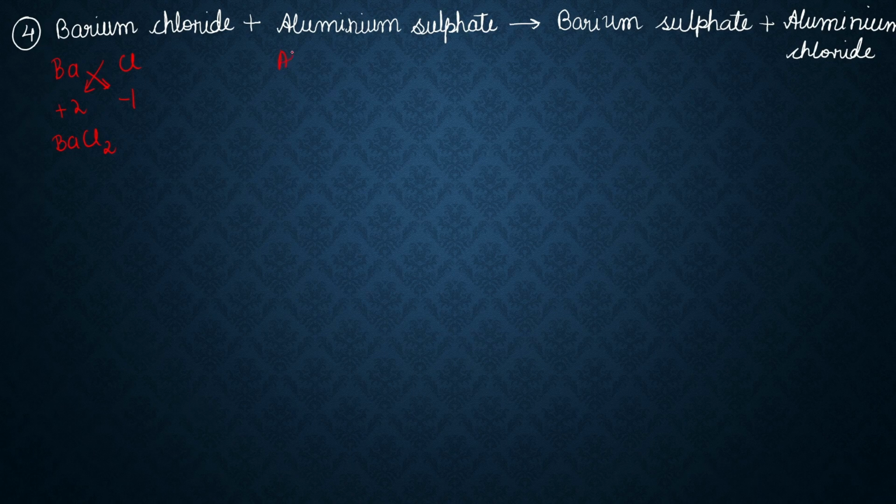Similarly, aluminium sulfate. Al, its cationic valency is +3, and for sulfate, the anionic valence is -2. Again, let's cross over the charges. It becomes Al2(SO4)3.